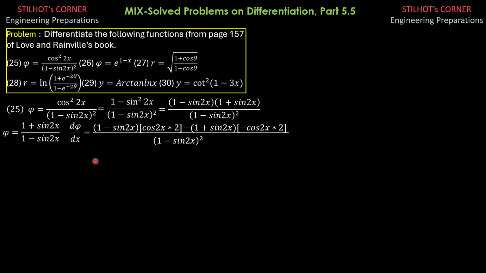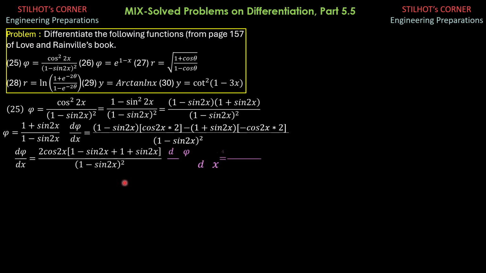So factoring out 2 cosine 2x, the derivative of chi with respect to x is 2 cosine 2x times quantity 1 minus sine 2x plus quantity 1 plus sine 2x, then divided by the denominator square. Inside the brackets, we cancel negative sine 2x and sine 2x. That remains 2 times 2, so 4 cosine 2x divided by 1 minus sine 2x quantity square. So that's the final answer.